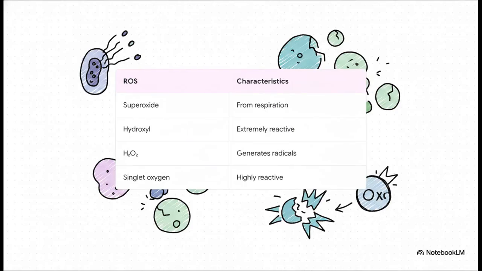Let's zoom in on a specific, super important group, reactive oxygen species, or ROS. You've got superoxide, which is actually just naturally produced during mitochondrial respiration. But then you have the hydroxyl radical, and this one is extremely reactive. It'll damage pretty much any biomolecule it touches. We also have hydrogen peroxide, which isn't technically a free radical itself, but it generates them. And finally, singlet oxygen, which is another highly reactive form.